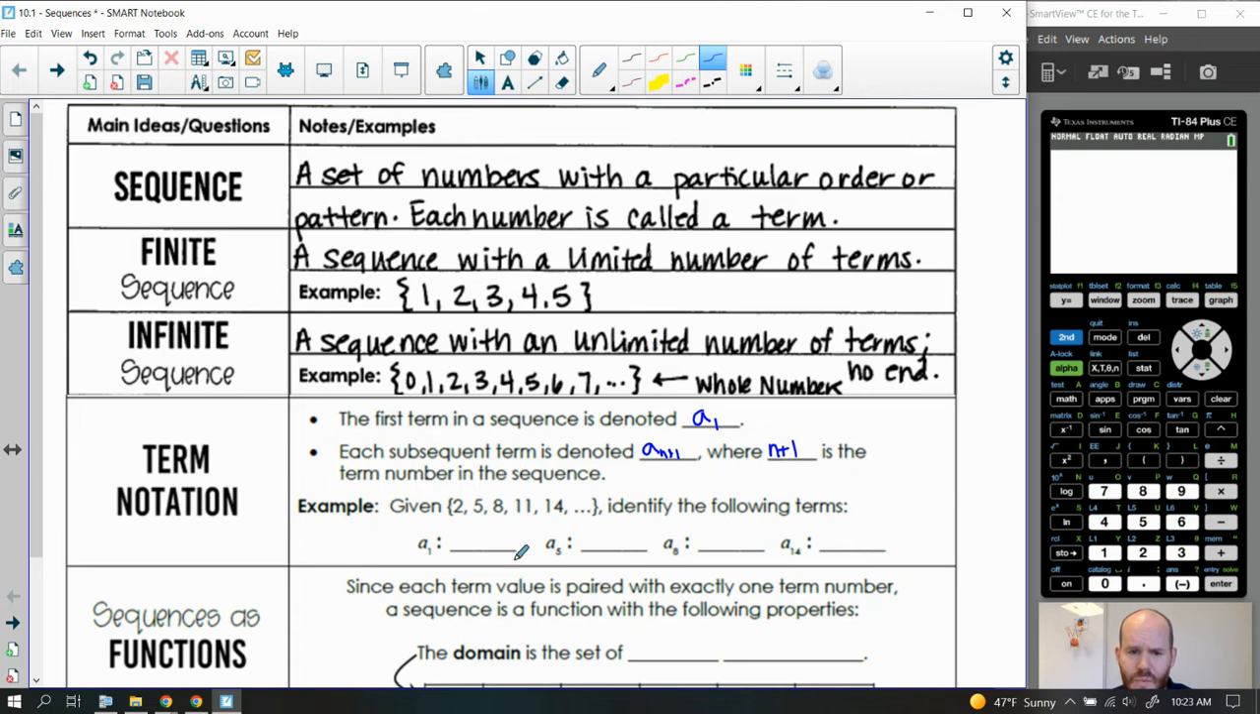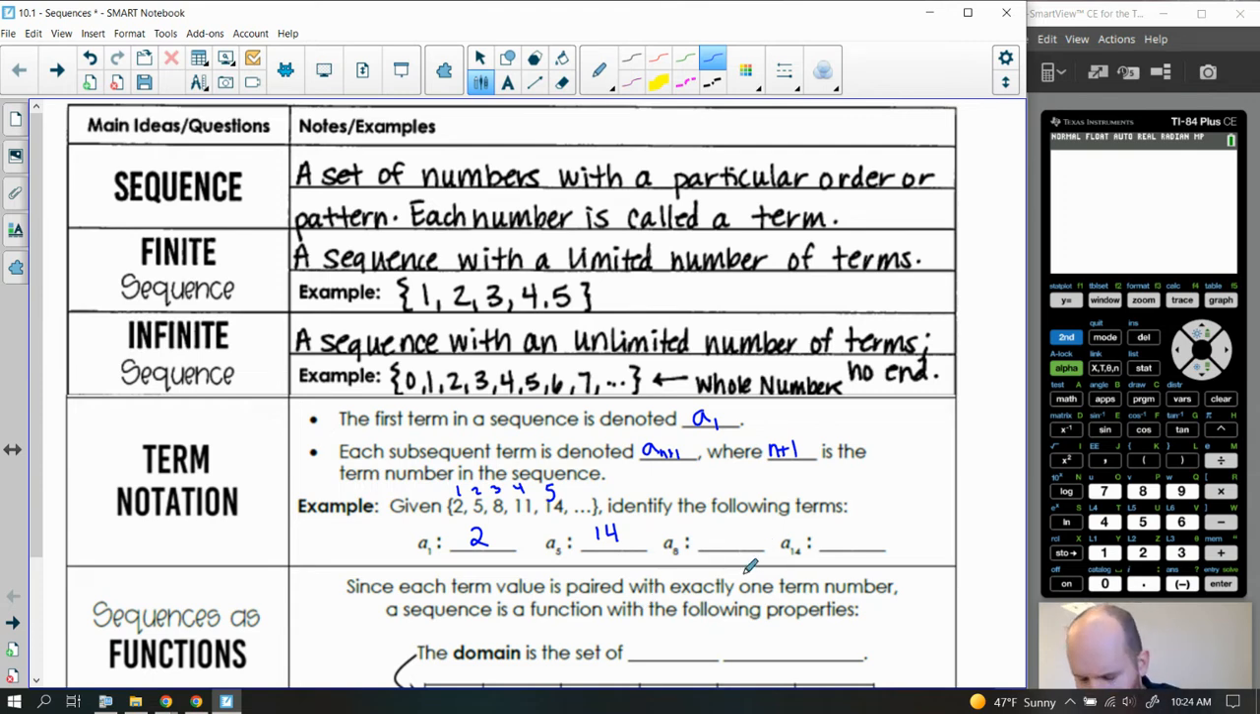where n plus 1 is the term number in that sequence. So for example, given the sequence 2, 5, 8, 11, 14, the first term would be 2, a sub 1. A sub 5 would be the fifth term, so here's term 1, term 2, term 3, term 4, term 5 would be 14.